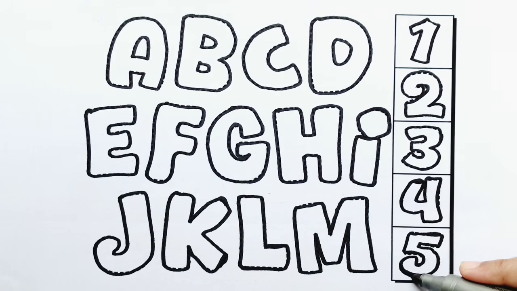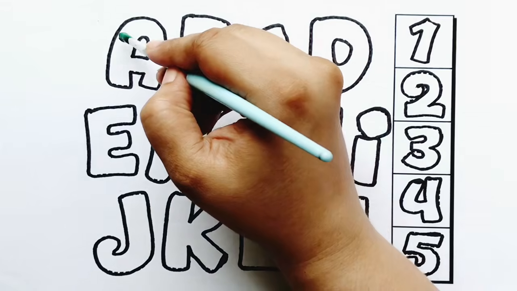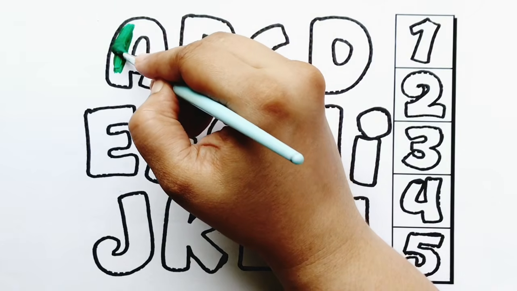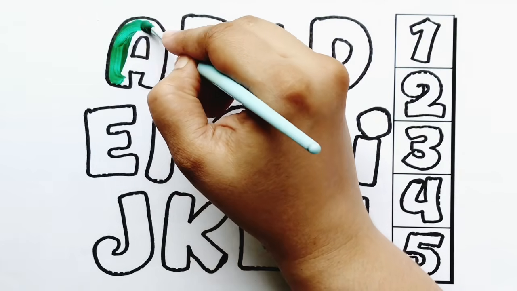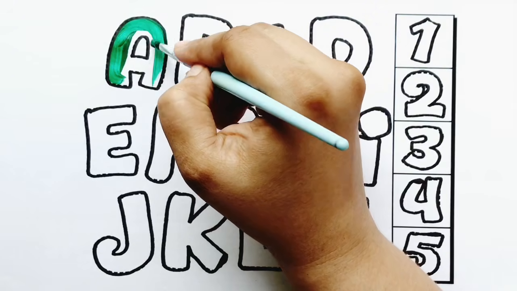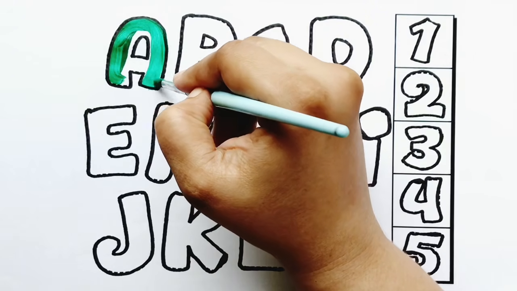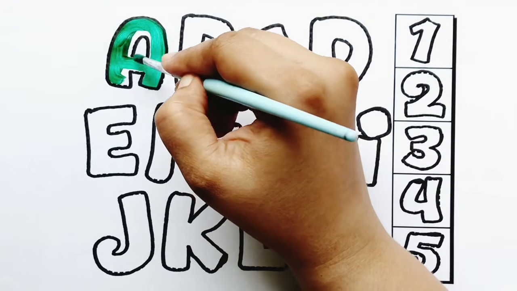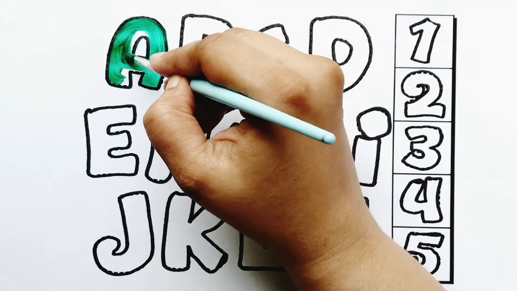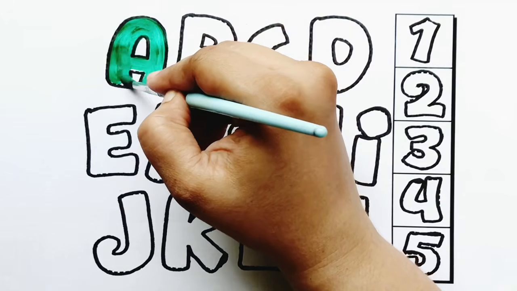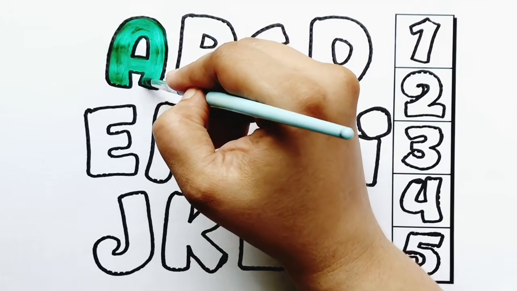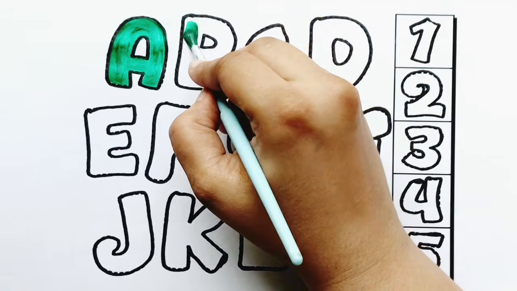A, B, C. Let's paint. Green color. A for alligator. Q, R, S, T, U, V, W, X, Y, and Z. Now I know my ABCs. Next time won't you sing with me?